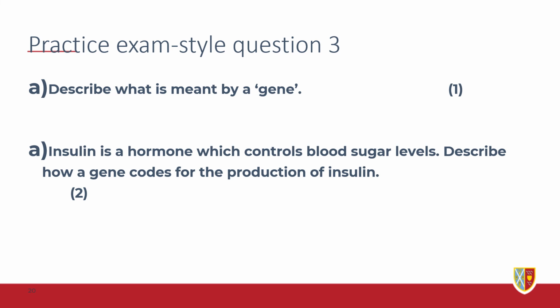So we have another question here just to continue testing yourself with. This time, what is meant by gene? So we're looking for the definition of gene for a mark. And then we've got insulin is a hormone which controls blood sugar levels. Describe how a gene would code for the production of insulin. So how is it that these codes, this gene, could cause us to then be able to make insulin successfully? Again, let's get it on pause, and then I'll come back and I'll do some answers.